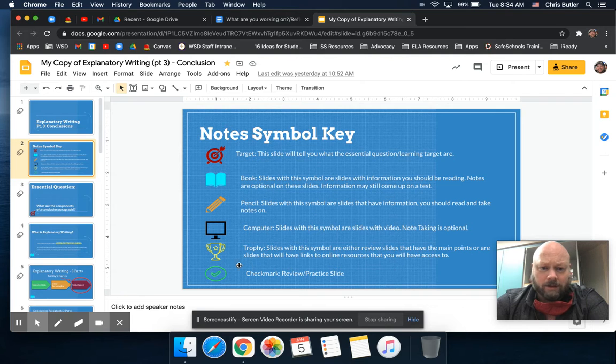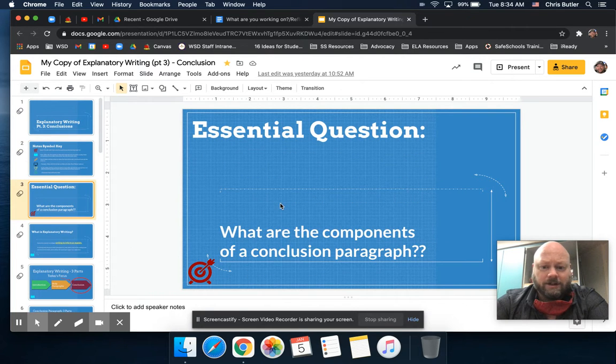Remember, these are our notes. Remember, target idea, symbols and slides. I'm not going to necessarily have you take notes specifically to turn in, but I'm just kind of guiding you that this is a good idea that you might want to jot some things down. Okay. Let's see. Our essential question: what are the components of a conclusion paragraph?